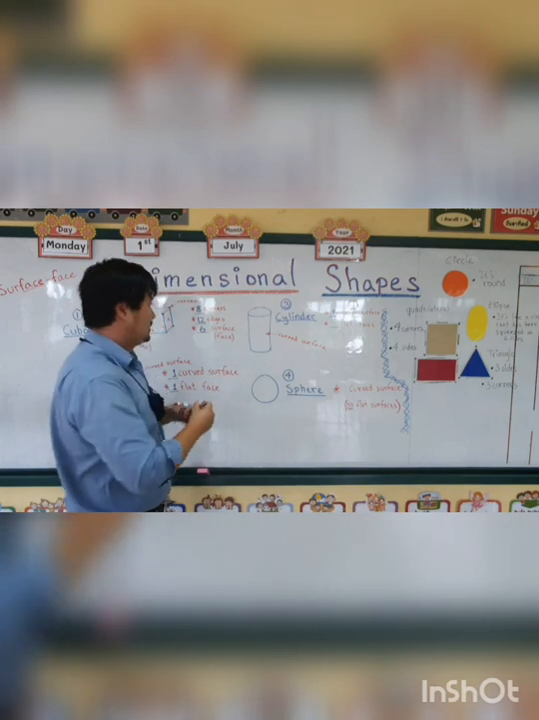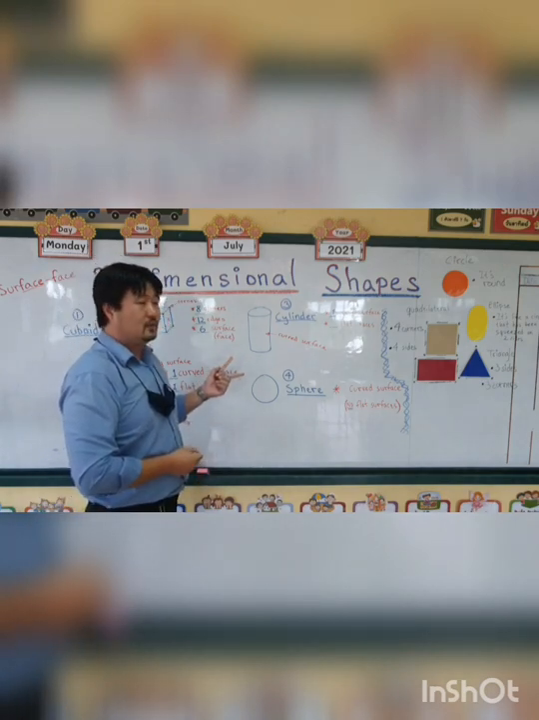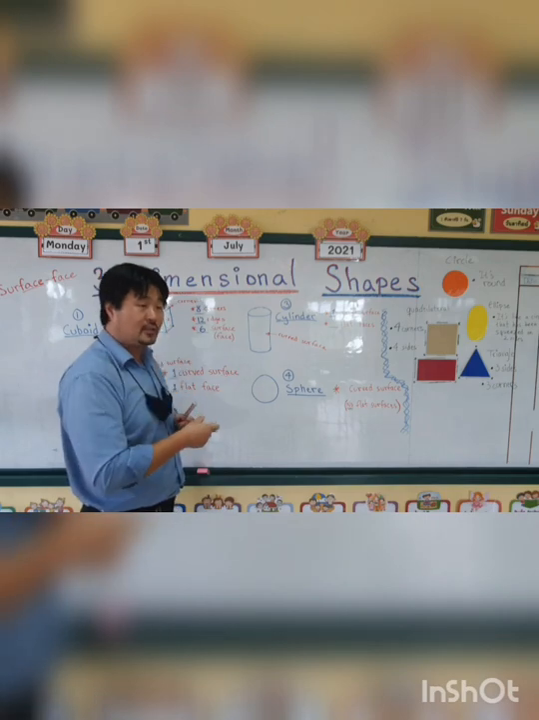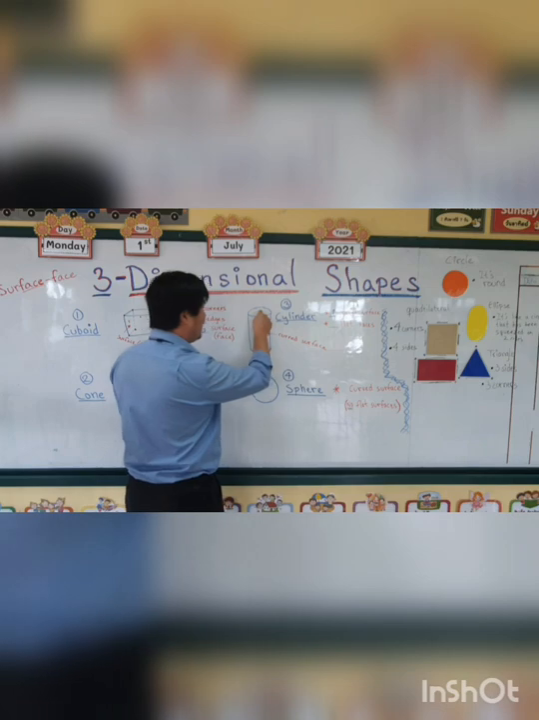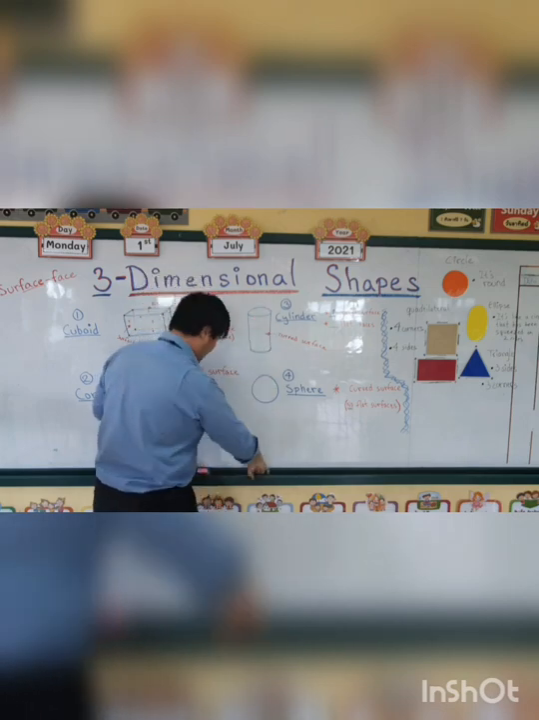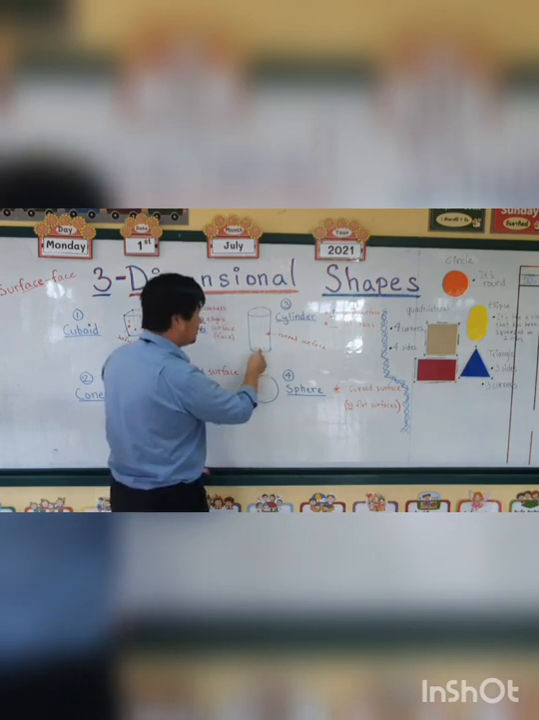One curved surface. And what else do we have here? Oh, we have 2 flat surfaces or faces. You are correct. So we have one there and one there. So I'll draw this again. So this you cannot see.